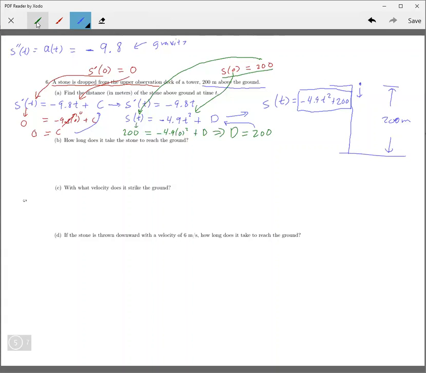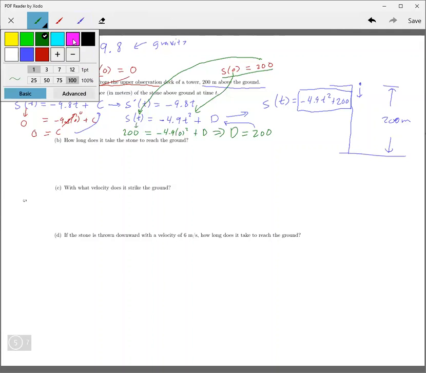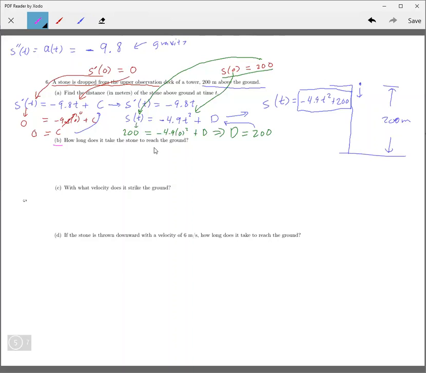Okay, now part B. How long does it take the stone to reach the ground? What you do, this is always going to be your height right here, negative 4.9 t squared plus 200. That's going to be your height. You set that equal to 0 to find out when it's going to reach the ground. And that means you take the 200 over to the other side, and you get that. Then you divide by negative 4.9.